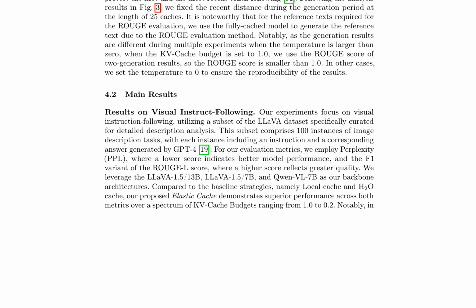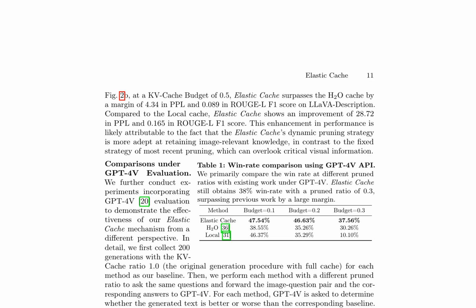The evaluation metrics employed are perplexity (PPL) and the F1 variant of the ROUGE-L score. The proposed elastic cache demonstrates superior performance across both metrics compared to the baseline strategies, namely local cache and H2O cache, over a spectrum of KV cache budgets ranging from 1.0 to 0.2. Elastic cache outperforms H2O cache and local cache in terms of perplexity and ROUGE-L F1 score on LLaVA description at a KV cache budget of 0.5.